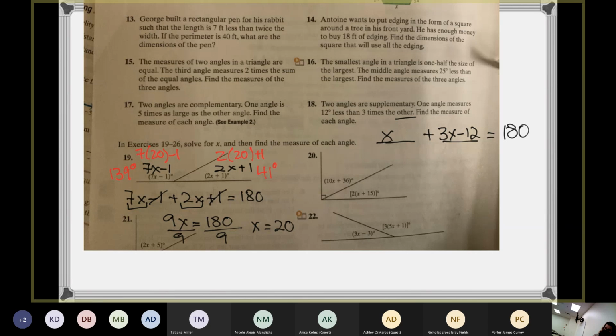Combine like terms, so x plus 3x is 4x. 4x minus 12 is 180. Add 12, and please have a calculator handy. 4x equals 192. Divide by 4. x is equal to 48, my favorite number, 48.